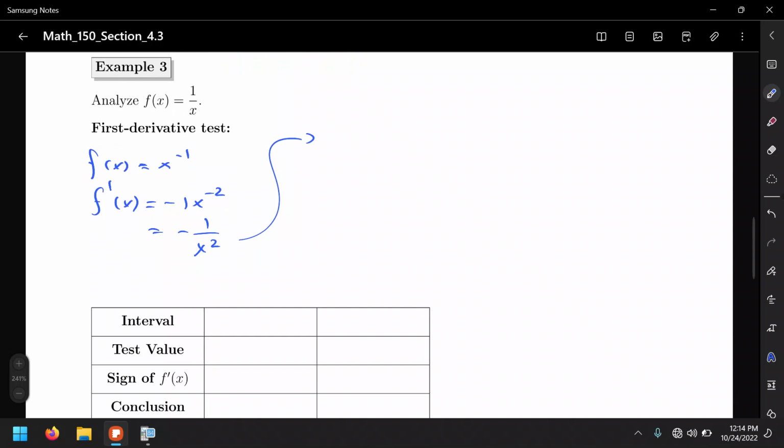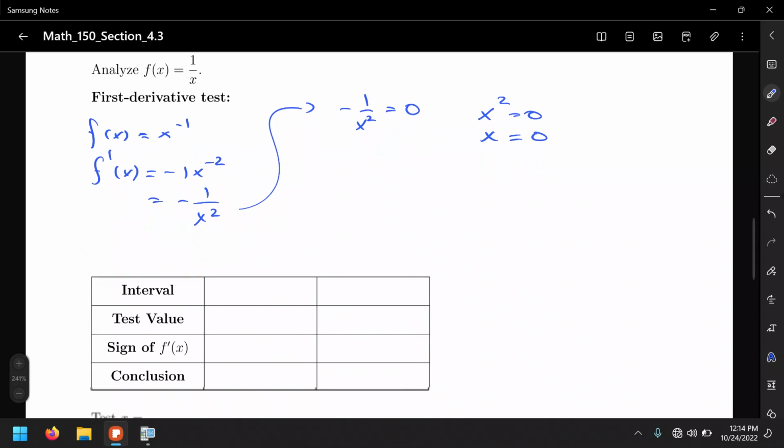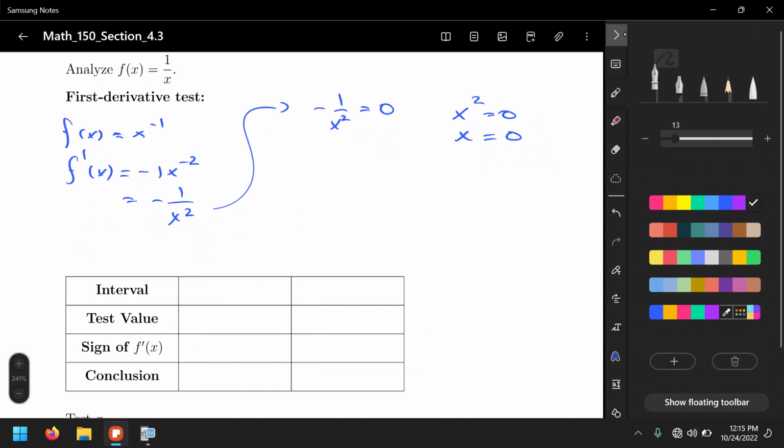So when we set the derivative equal to 0, individually we need to set the numerator equal to 0 and the denominator equal to 0. But in this case, for the numerator, is -1 equal to 0? Well, that doesn't make sense. So all we have to do is x^2 = 0 and x = 0. So 0 is our only critical value here. All right.